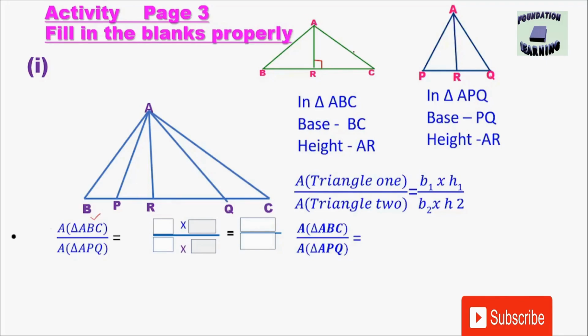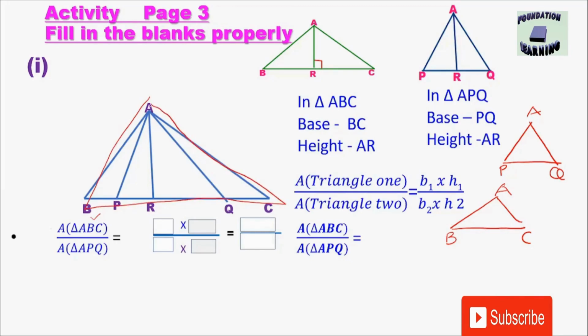So here you have ABC. ABC is the first triangle. And the next triangle is APQ. Here you have ABC, the bigger one, and then you have APQ, the inner one, inside one.